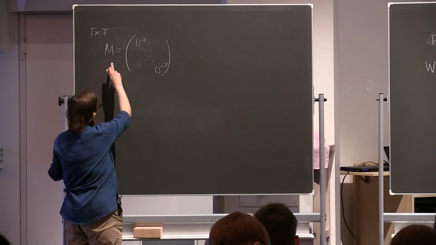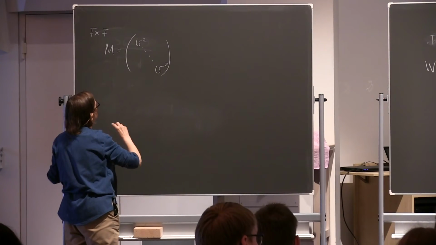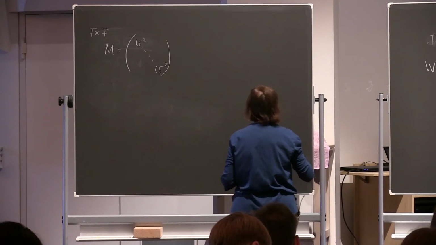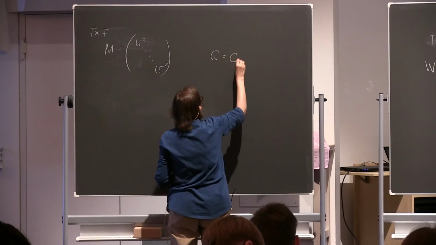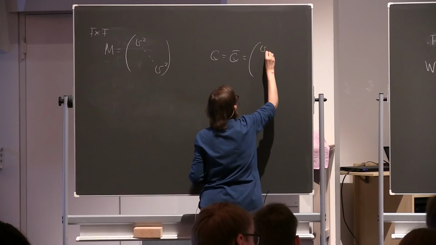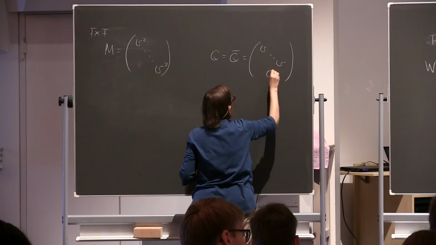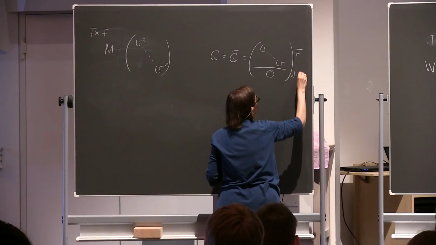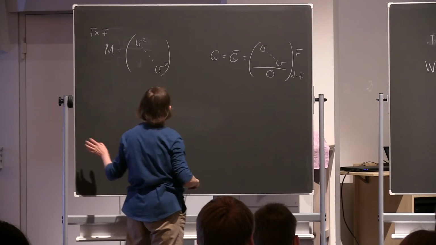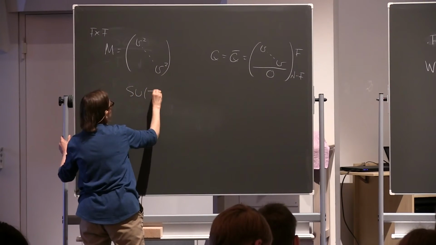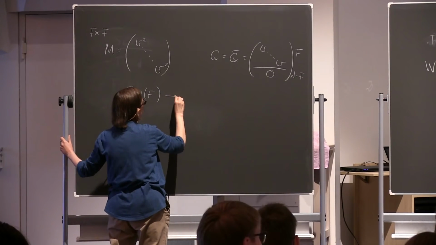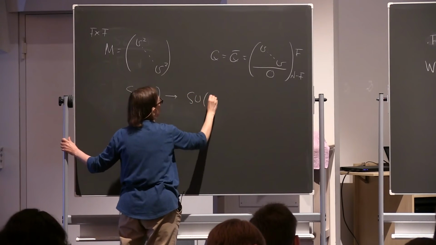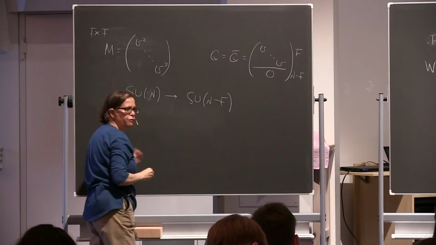Now let me look at what's happening along this direction. Along this direction, all the quarks are getting vevs. In other words, it's essentially this thing. There's F of these guys and N minus F rows here. So our SU(N) gauge theory is broken to SU(N minus F).